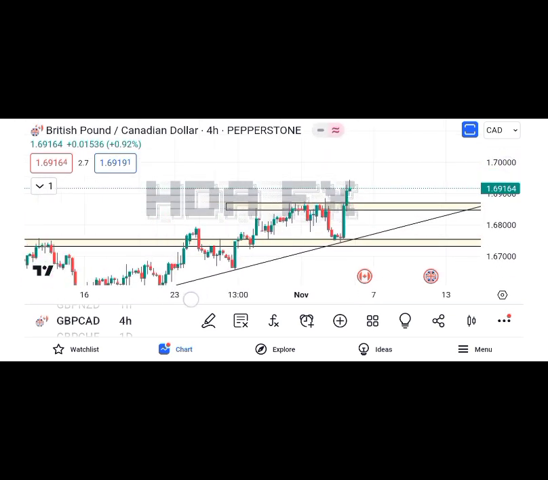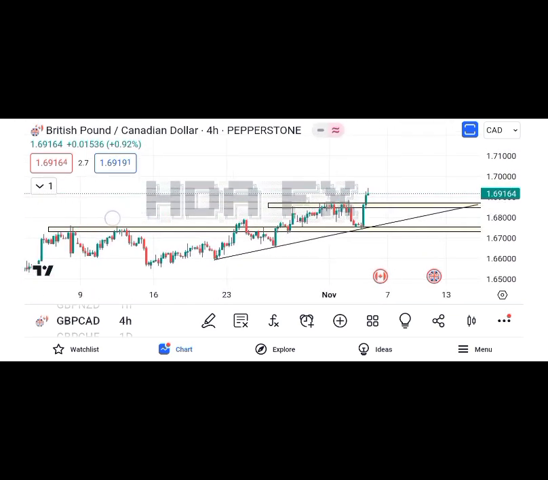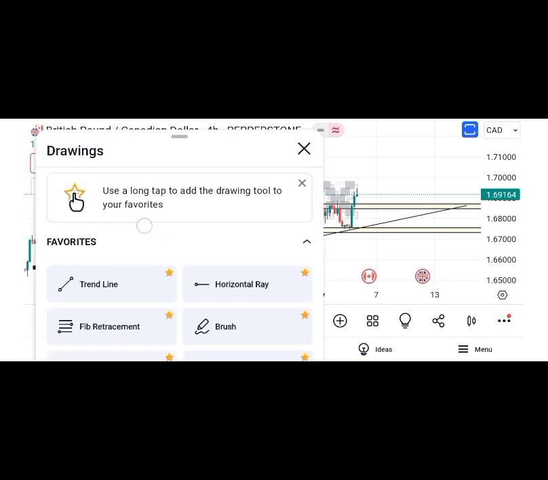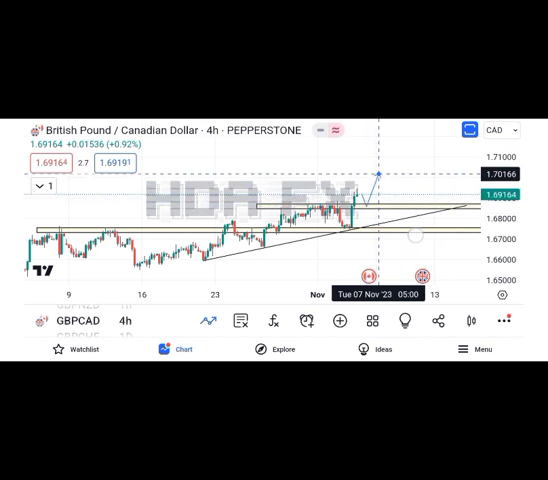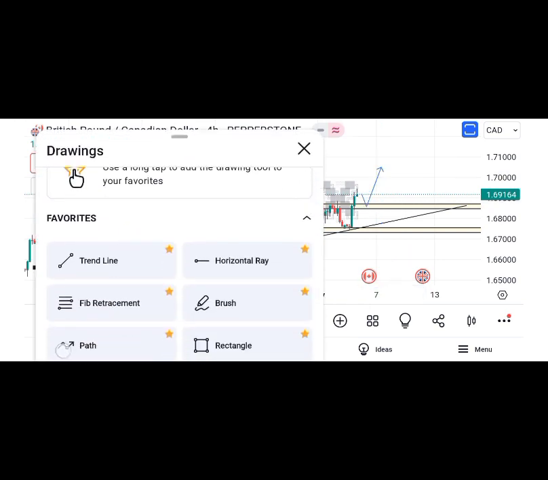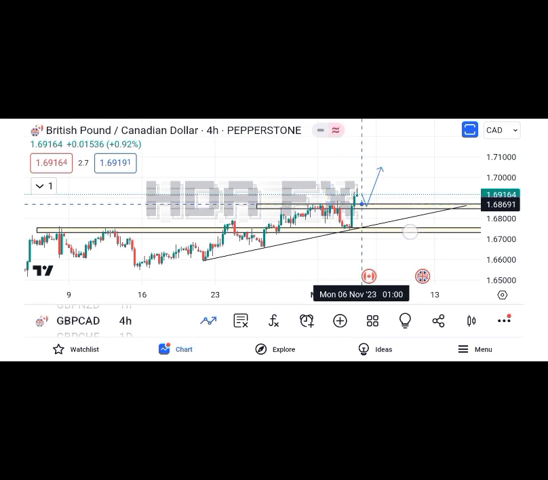So on the 4-hour time frame, this is what I want to see on GBPCAD. I want to see price move downward to this zone here. Then look for buying confirming candles. When price drops to this zone here, I'm going to look for buying confirming candles, then buy GBPCAD. Or it's likely that price can break the zone downward. Price can just break the zone downward to this trend line here.